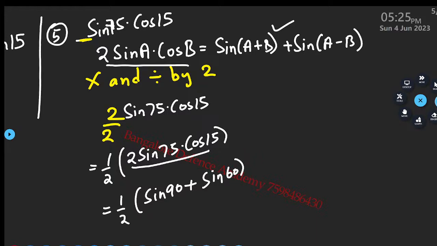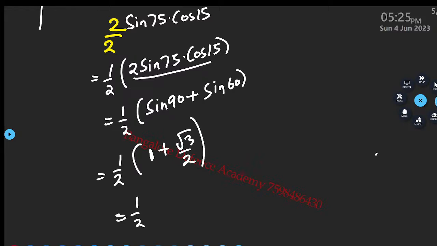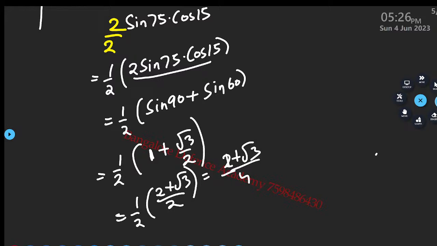Sin 60. What is the value of sin 90? 1. Okay, so here I will write 1 by 2, this is 1 plus, what is sin 60? Root 3 by 2. Okay, now can I simplify this? This becomes 1 by 2, 2 plus root 3 by 2. Okay, so the answer is 2 plus root 3 by 4. Do you understand? Okay, so like this you have to do it. In the previous question also you have to multiply and divide by 2. Next question.